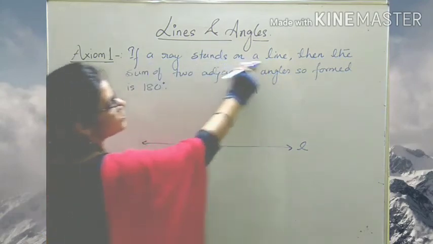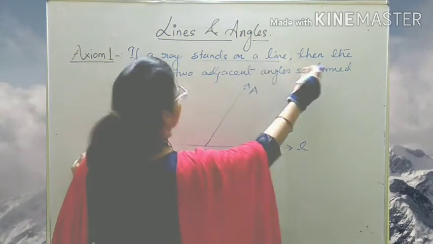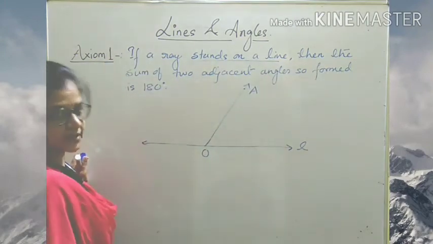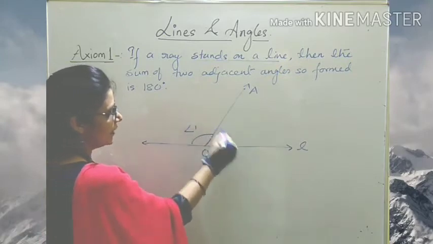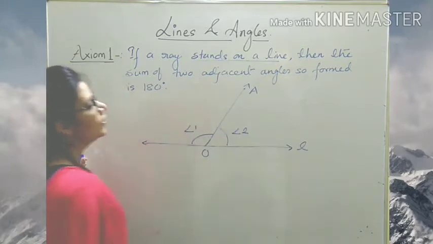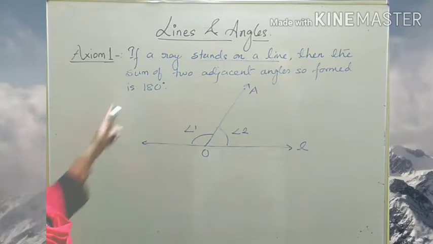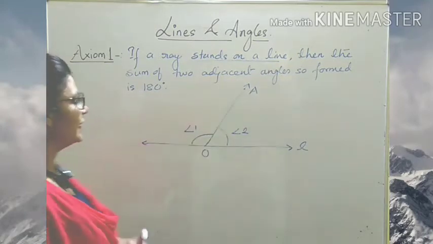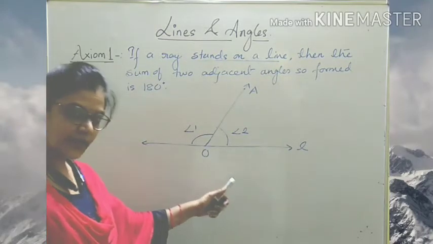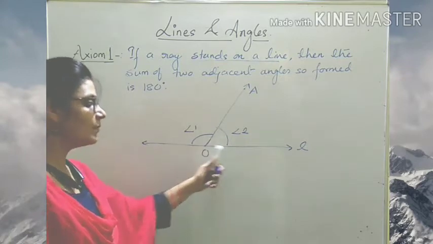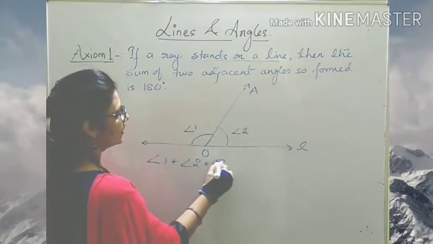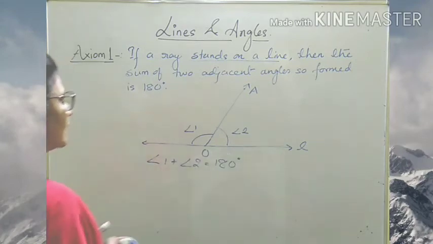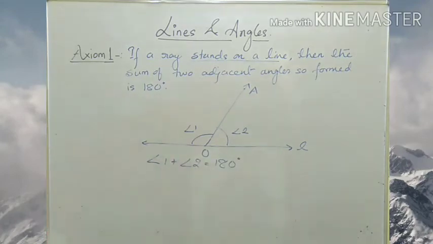If a ray stands on a line, then the sum of the two adjacent angles. Here, what are the two adjacent angles? This angle 1 and this angle 2. So what this axiom is saying, if a ray stands on a line, then the two adjacent angles are formed and the sum of two adjacent angles should be 180. क्या होना चाहिए? इनका sum 180 होना चाहिए.